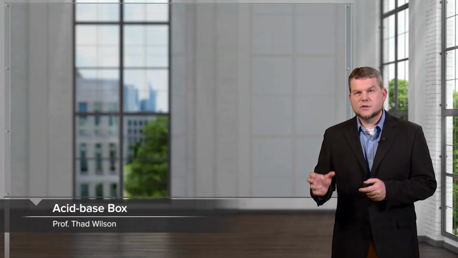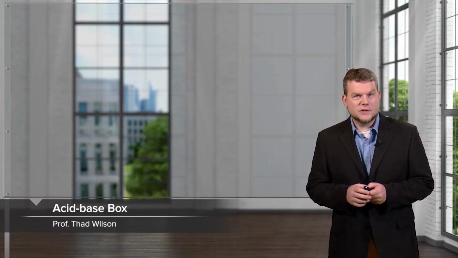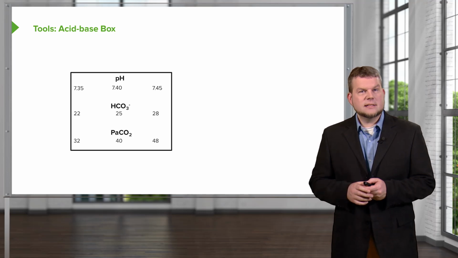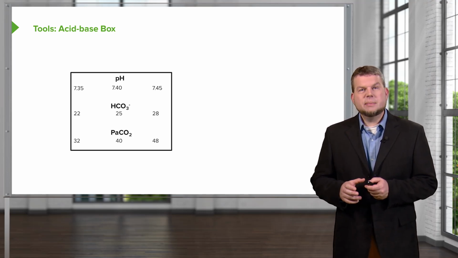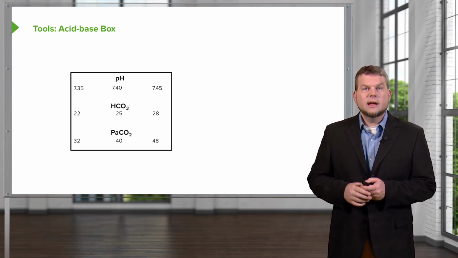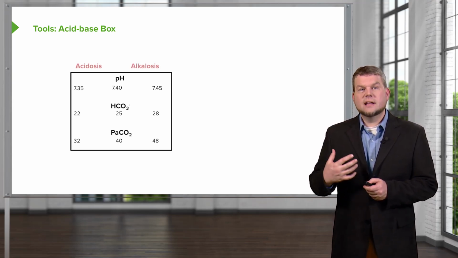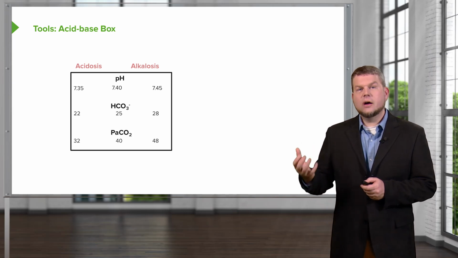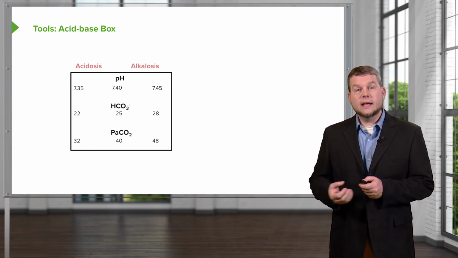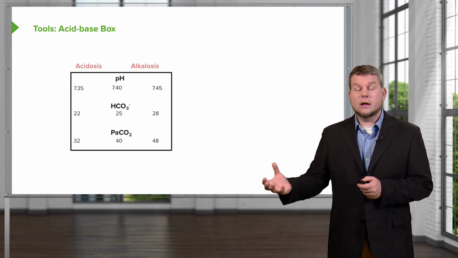Acid-base balance. We're going to go through some tools, some disturbances, and how the body compensates for them. The first tool we're going to use is the acid-base box. Acid-base boxes are a nice, simple way to look at a disorder. Disorders are going to be things like acidoses and alkaloses. These are the conditions that you'll get to have an acidosis or an alkalosis.